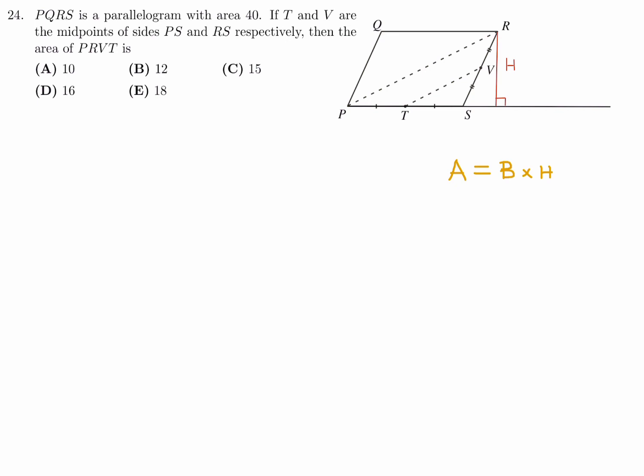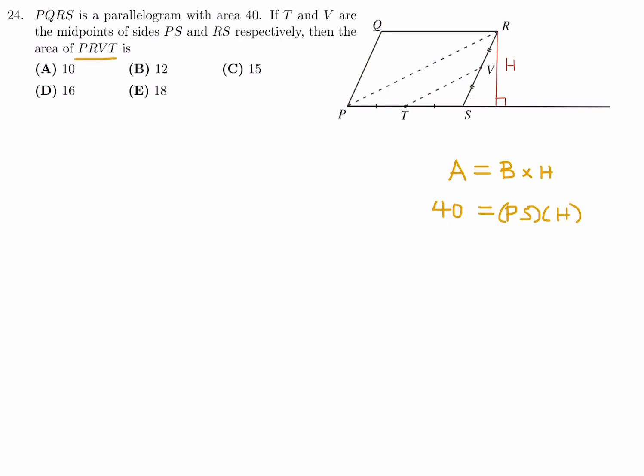Now, I don't think I know any of those values, right? They just give me the area. Okay, let me just plug that in there. 40 is equal to base, which is PS, times height. And so far, that's all I've been given, not much more than that. Okay, no problem. We'll keep that for later.